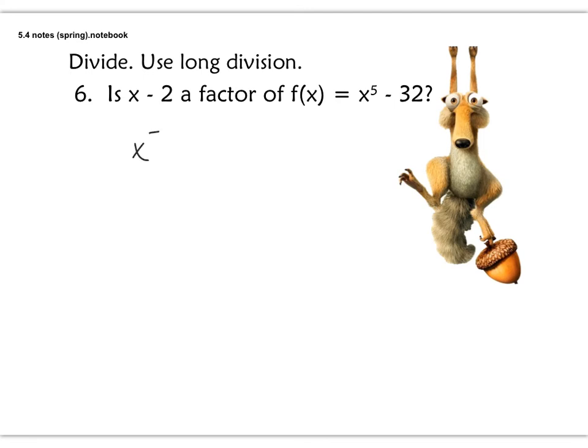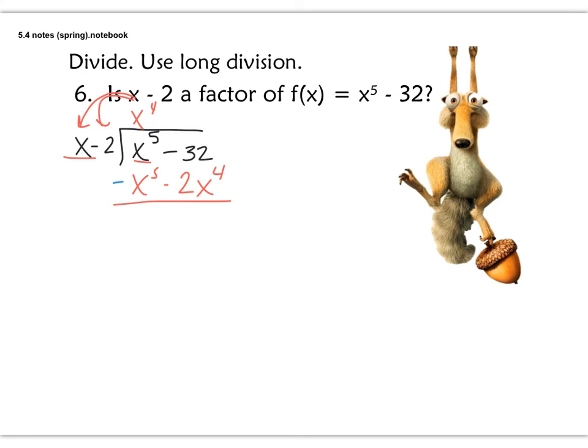So we'll set it up. We have x to the fifth minus 32 divided by x minus 2. What do you multiply x by to get x to the fifth? You multiply by x to the fourth. So we get x to the fifth minus 2x to the fourth. Change your signs. Not like terms. So we're going to have 2x to the fourth minus 32.